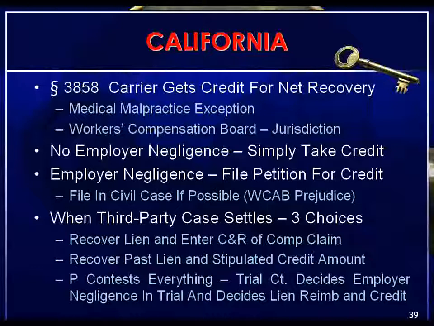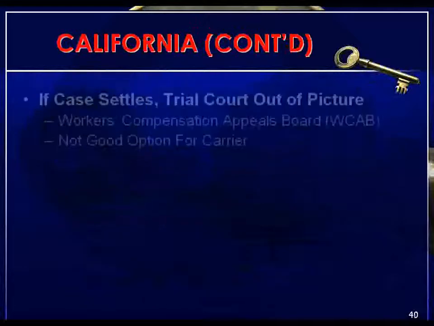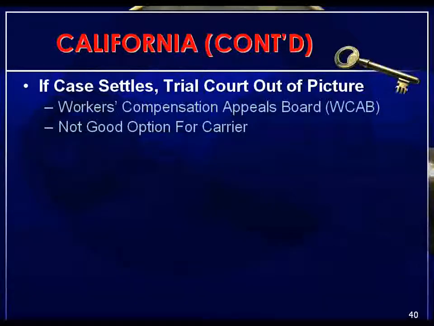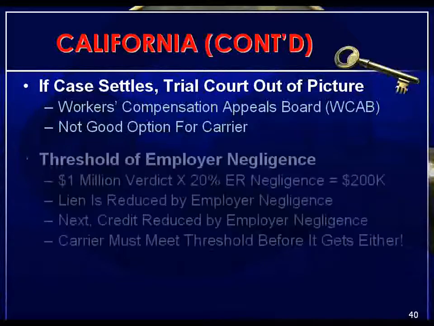Very simple. Or you can recover your past lien in a stipulated credit amount. Or the plaintiff and you don't agree on everything, he contests everything, and a trial court determines the employer negligence percentage in a trial and then decides the lien reimbursement and credit amount. Now, if the case settles, the trial court is out of the picture, and the Workers' Compensation Appeals Board gets in the way, and that's not a good option for us because they're always going to side with the employee.